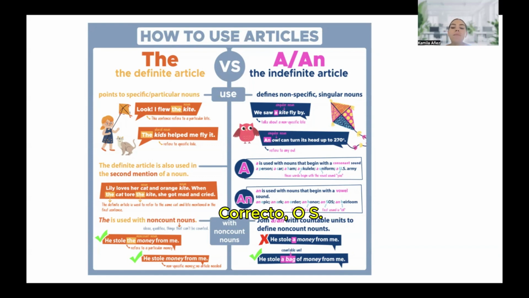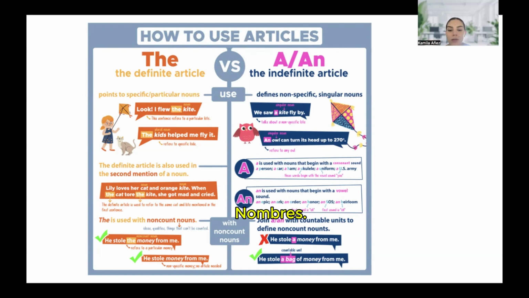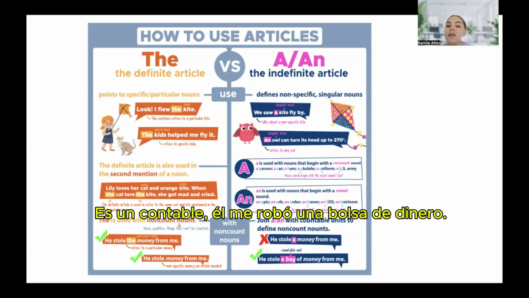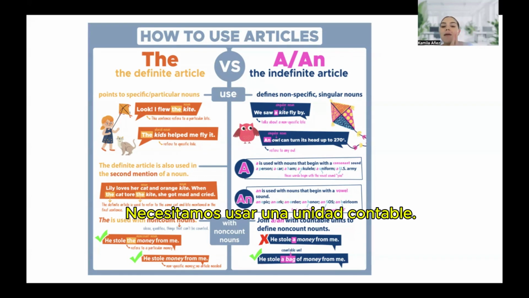S. We start saying it with the vowel. SOS. Right? Join "a" and "an" with countable units to define non-count nouns. We do not say he stole a money from me. It's a countable unit. He stole a bag of money from me. We need to use a countable unit, or whatever we're talking about.